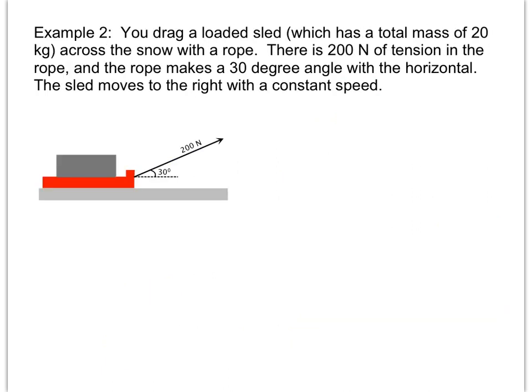And let's move on to the next one. All right, we're going with something a little bit harder for our second and final example. In this problem, you drag a loaded sled, which has a total mass of 20 kilograms, across the snow with a rope. There's 200 newtons of tension in the rope, and the rope makes a 30-degree angle with the horizontal. So the sled moves to the right with a constant speed.